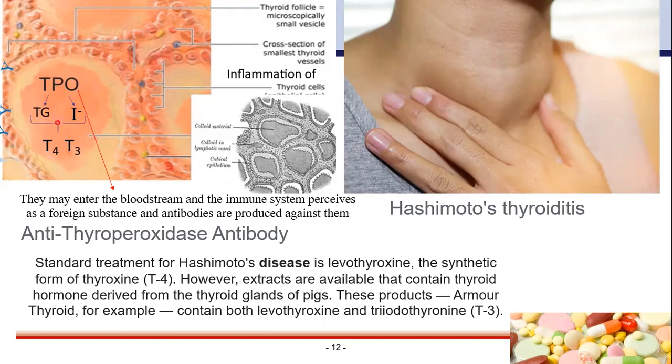And dear students, thyroperoxidase, thyroglobulin, and iodine should be located only inside the colloid, okay, only inside the colloid. If they enter the bloodstream, the immune system of the body perceives them as foreign substances, and antibodies are produced against thyroperoxidase and thyroglobulin.